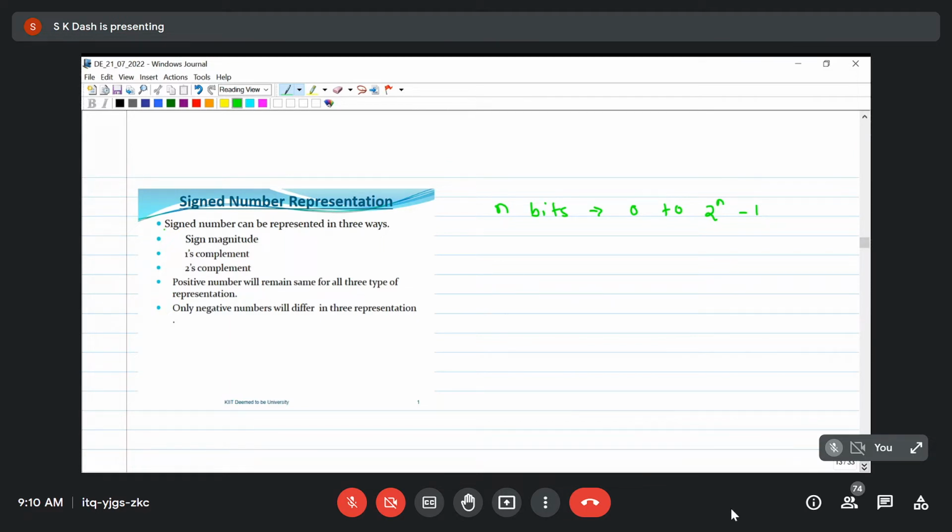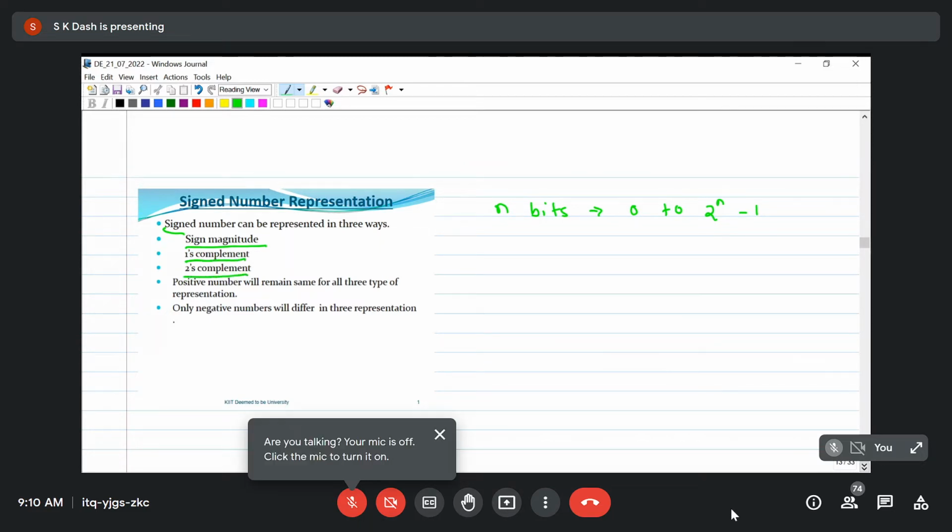First of all, signed numbers can be represented in three ways. First one is sign magnitude. Next is one's complement method. Next is two's complement method. So using these three representations, we can represent the signed numbers.